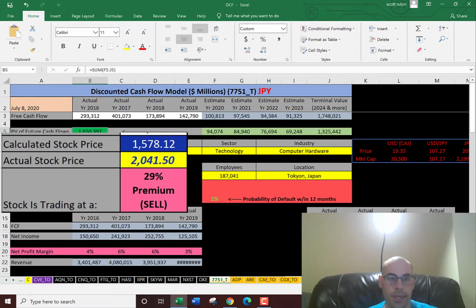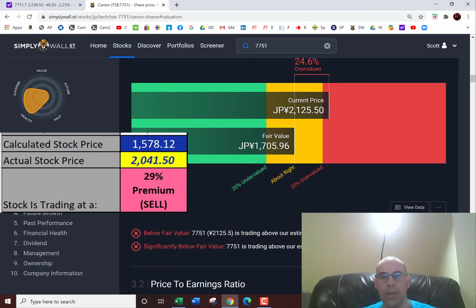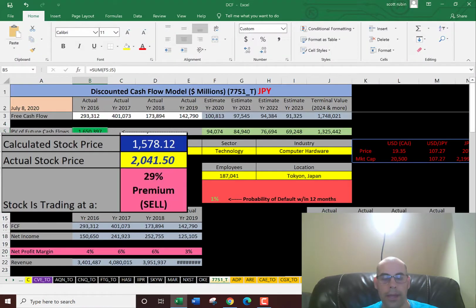That's the value of the stock according to my model. That's what I say the stock is actually worth today, even though it's trading at 2041. So it's trading at a 29% premium, so it's a sell according to the model. Let's see what Simply Wall Street says. They're a little higher. They're at 1,700 yen. So they're saying it's also overvalued, just by 24% instead of 29%.